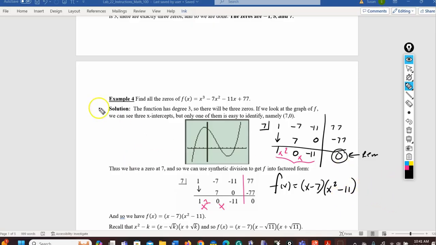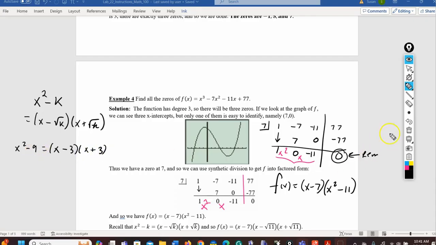If we remember from the previous lab, if you have x squared minus a number, that will always factor. And if you're lucky to get something nice, that will factor nicely. So x minus the square root of 9 is x minus 3, and x plus the square root of 9 is x plus 3, because 9 is a perfect square. However, we don't have a perfect square. We've got 11, but the formula is still correct.